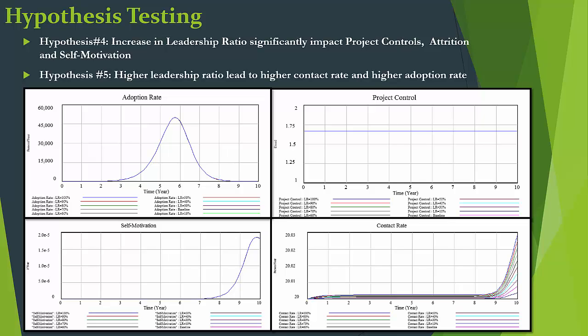Another focus on the leadership ratio here was that it significantly impacted project controls, attrition, self-motivation, and also that it would have a higher adoption rate. Like I said before, we were kind of disappointed with the results we saw from increasing leadership ratio, but I think we're a couple of tweaks away in our model from really being able to use this as a key indicator of the projects.